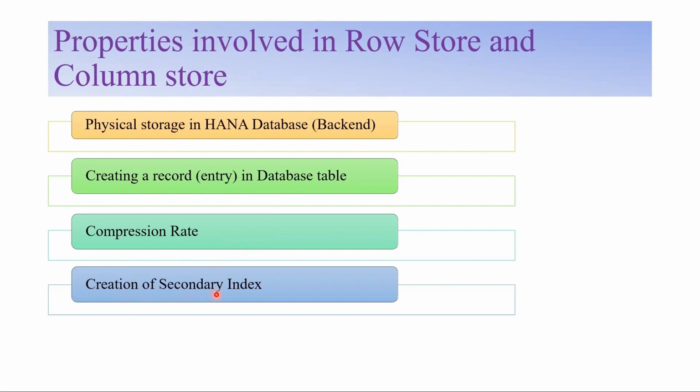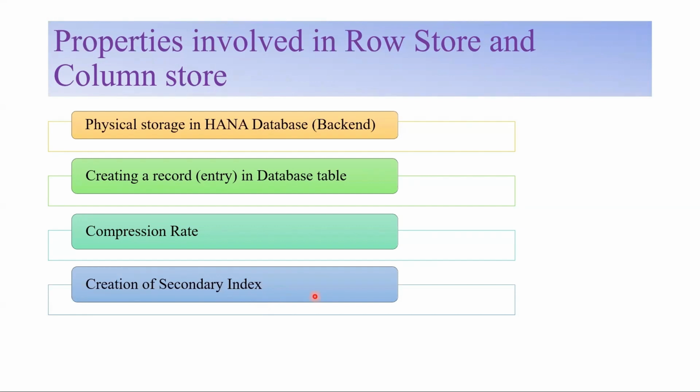Lastly, it is creation of secondary index. We choose this property when we want the output with high performance in less interval of time. Basically, there are two types of indexes available in SAP HANA database. One is primary index and the other is secondary index. By default, primary index will be assigned to a database table with some key fields. So, whenever a search operation like read, modify, update, etc. is performed, the data will be fetched based on those key fields provided by the primary index.